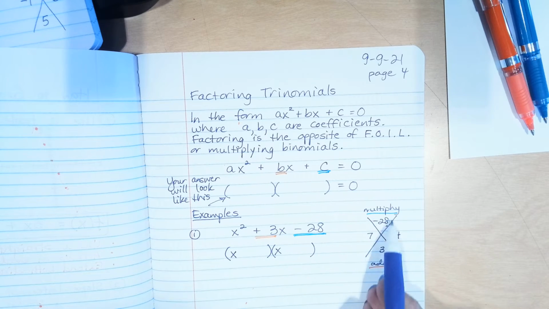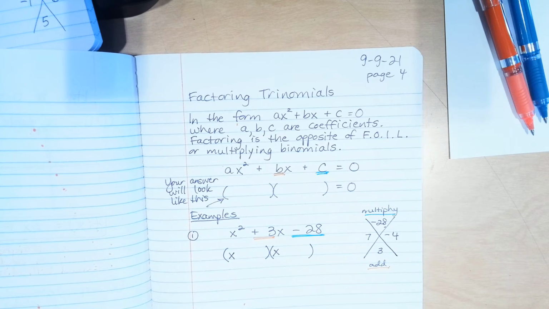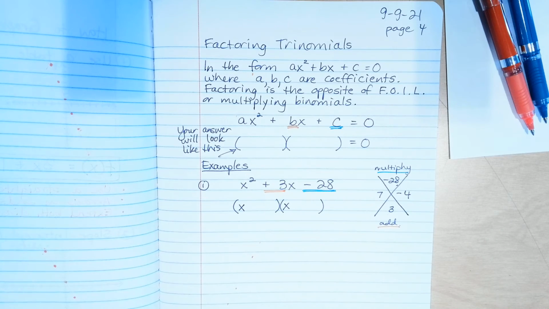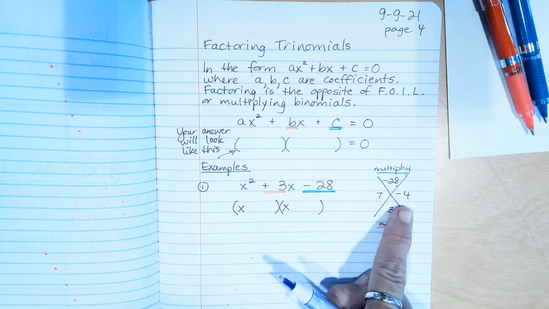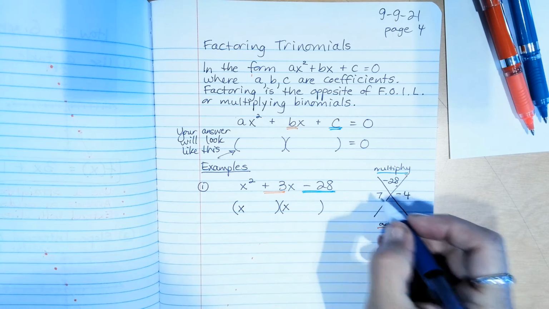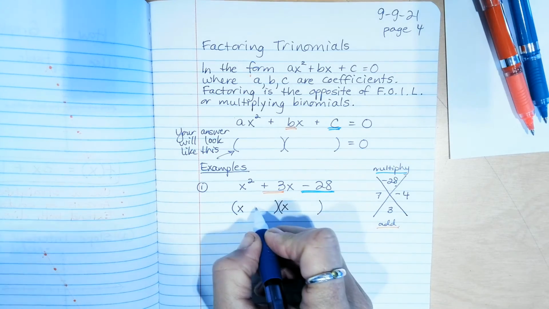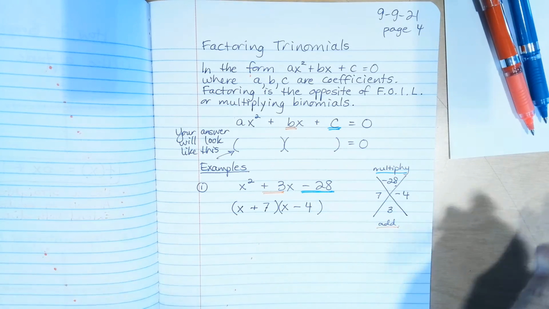So if this is negative, one of these has to be negative. I want the bigger one to be positive, so it's going to have to be negative 4. Because if it was negative 7, then it would be negative 3 when I added them together. And it's just sort of a process of elimination. You just figure it out. There's only 3 possibilities, and that's the one. So you take these numbers here, the 7 and the negative 4, and you put them here in these binomials. So this is going to be plus 7, because that's positive, and minus 4, because that's negative.